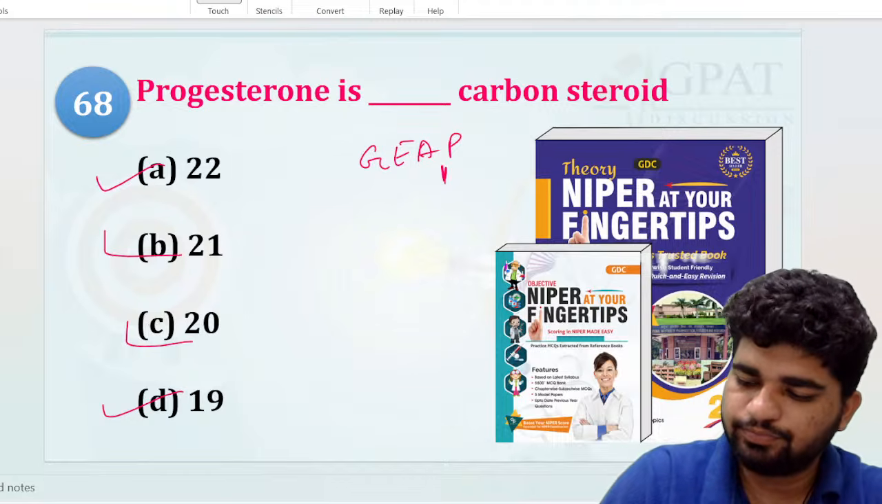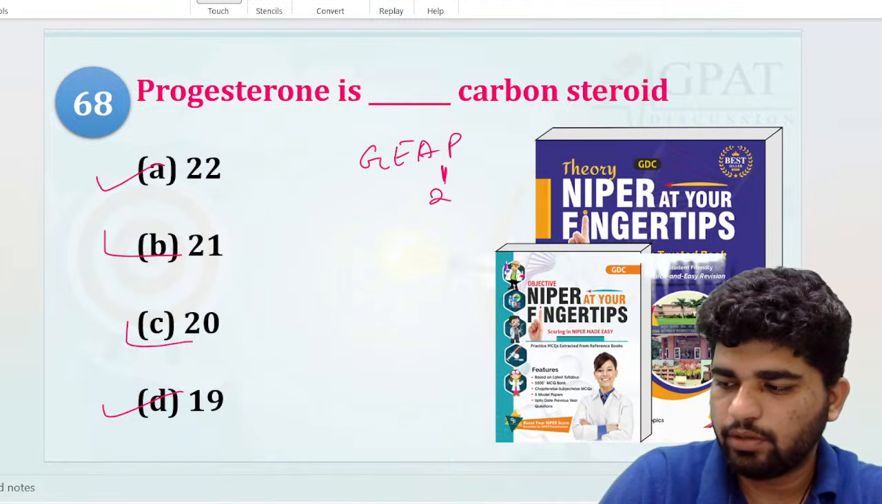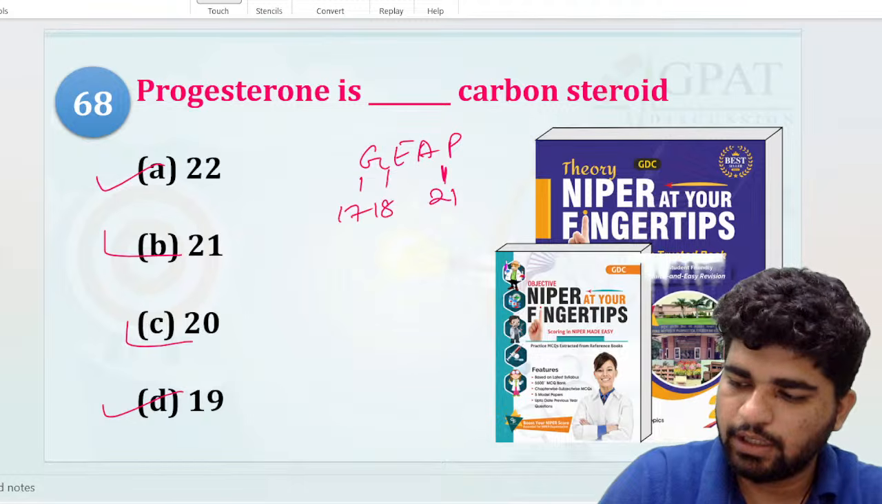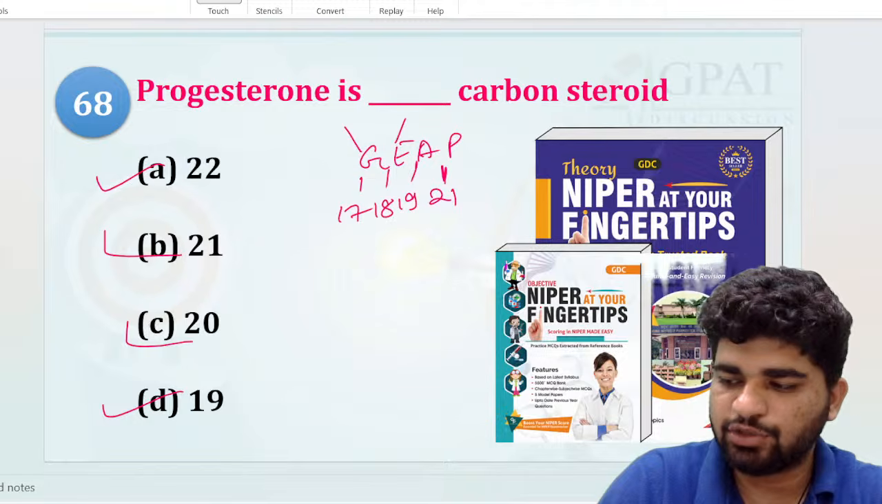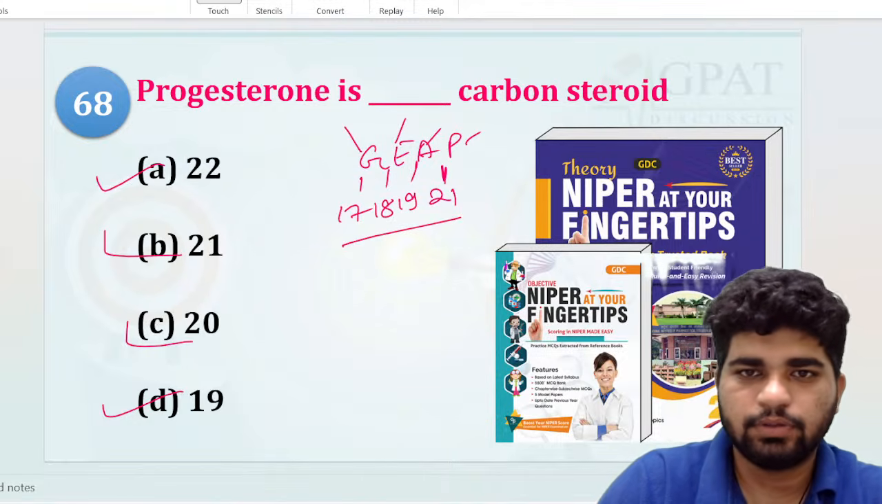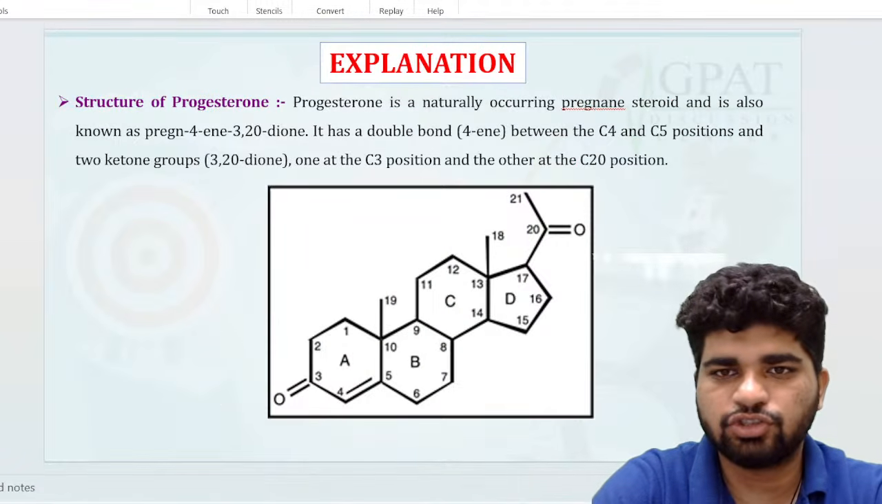You remember JEEP? P is for 21. The numbers 17, 18, 19, and 20 are skipped. Gonane, estrogen, androgen, and progesterone. JEEP. That is your 21.